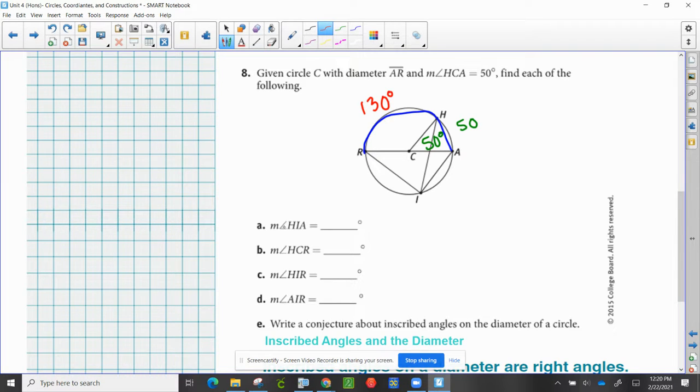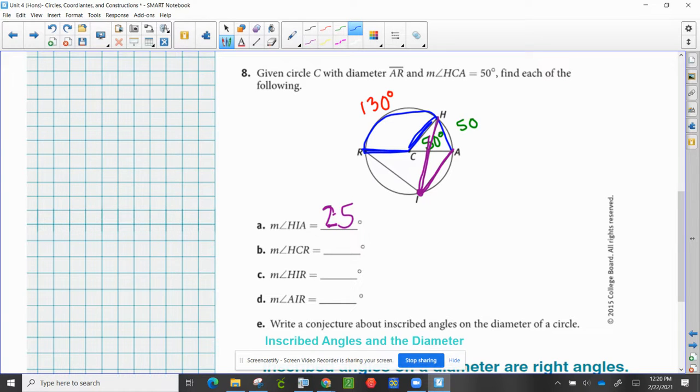So they want us to start by finding the measure of angle HIA. So let's see. HIA would be this angle. Now this is an inscribed angle because the two chords are meeting at the endpoint on the circle, and it's opening up onto that arc HA. Now that arc HA is 50, so that inscribed angle would be half of 50, or 25 degrees. There we go. 25 degrees. Okay. Next, let's find the measure of angle HCR.